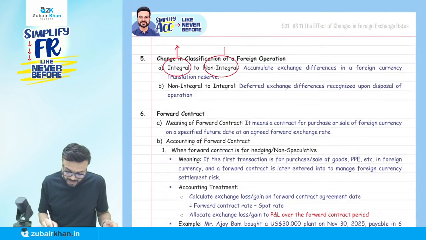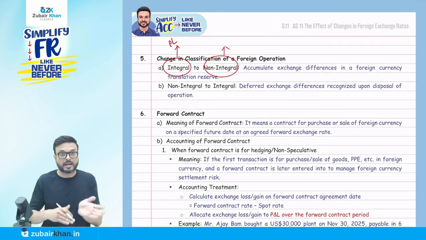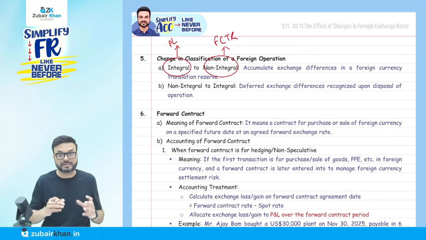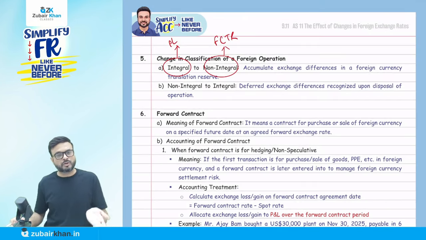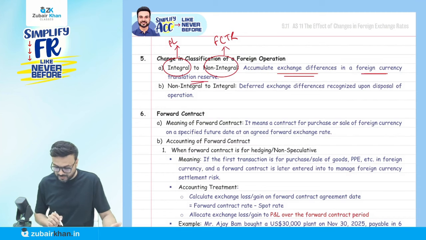So I'm converting from integral to non-integral. Initially, the difference goes to P&L. Now in non-integral, the difference goes to the foreign currency translation reserve (FCTR). So no problem. When you convert into a non-integral, keep those items where you accumulate the exchange difference in the foreign currency translation reserve.